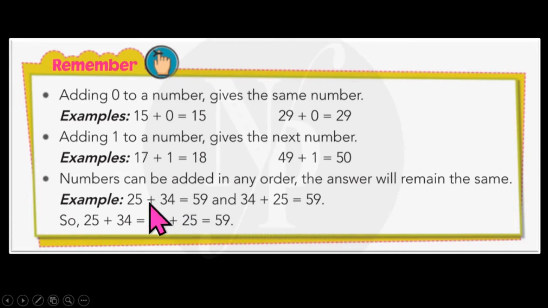In the first case we are adding 34 to 25, the sum is 59. In the second case 25 is added to 34, the answer is again the same. So 25 plus 34 is equal to 34 plus 25 is equal to 59. So by changing the order while adding, the sum or answer will not change, it remains the same.